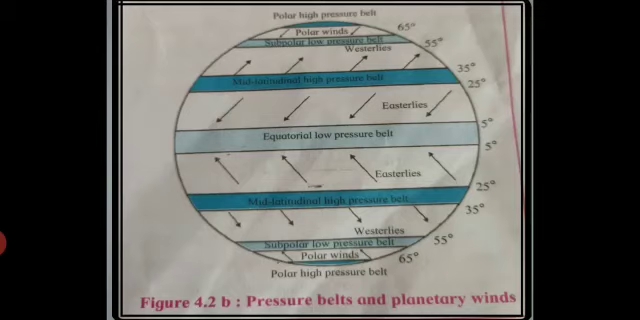This change is of the order of 5 to 7 towards north in Uttarayan and 5 to 7 towards south in Dakshinayan. And this is called oscillation, which means moving back and forth in a regular rhythm. So these changing movements are called the oscillation of pressure belts.